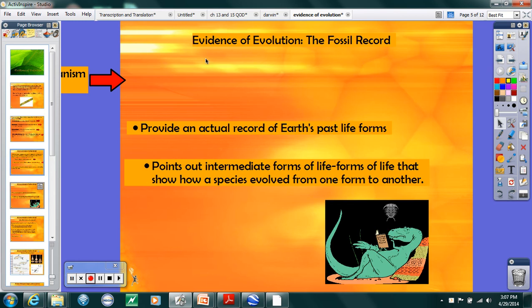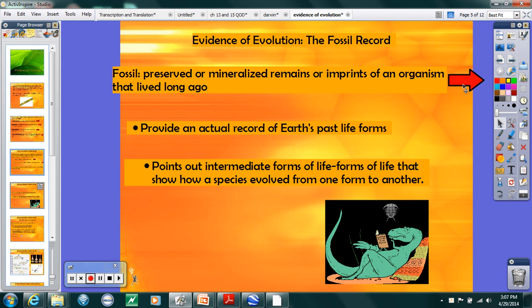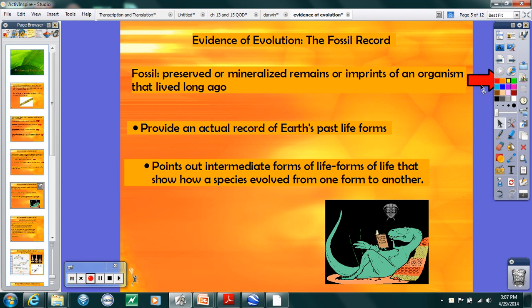The first example that I want to show you of evidence of evolution is the fossil record. A fossil is a preserved or mineralized remain or imprint of an organism that lived long ago. And fossils are nice because they provide an actual record of Earth's past life forms. And they also can point out intermediate forms of life that show how a species evolved from one form to another.